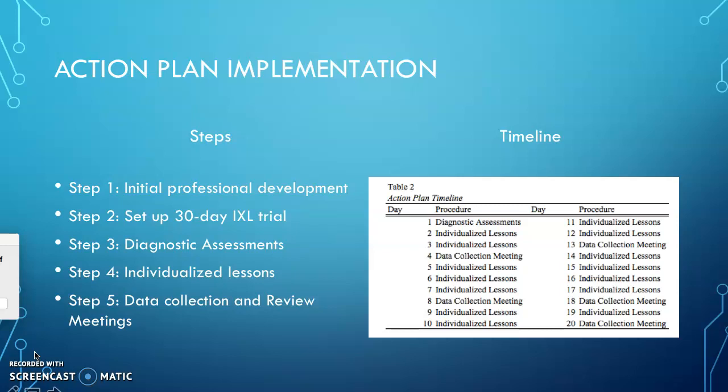This data was saved and further reviewed at the end of the 30-day trial period. The timeline in Table 2 on the right indicates all of these steps on the appropriate days of the trial. It is noted that the timeline only includes 20 days, as weekends and school holidays were factored in.